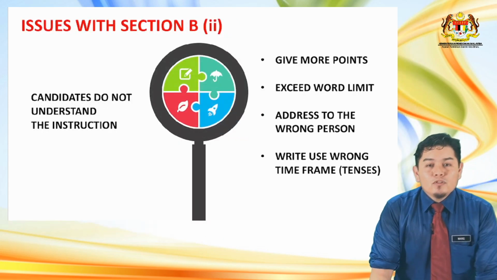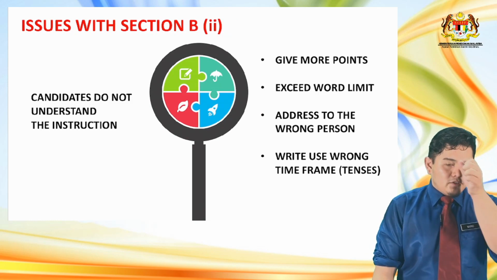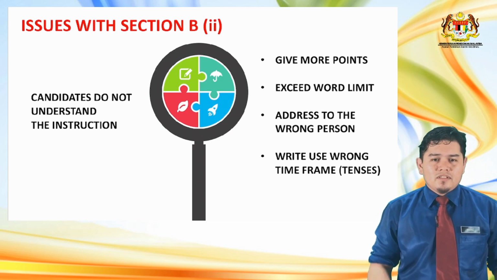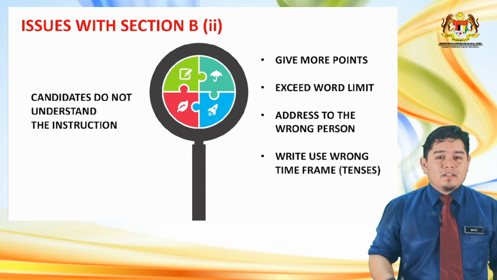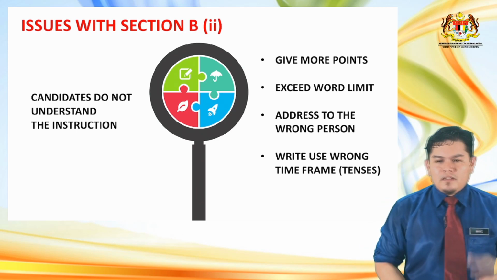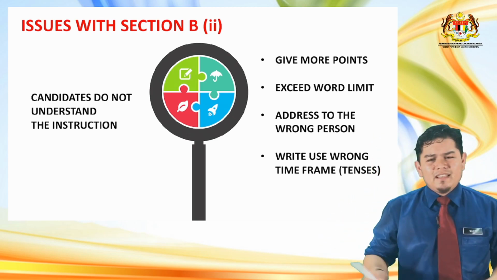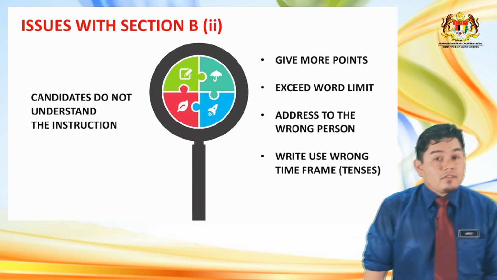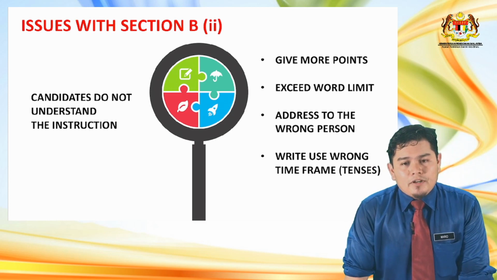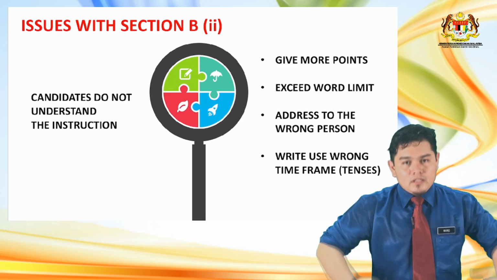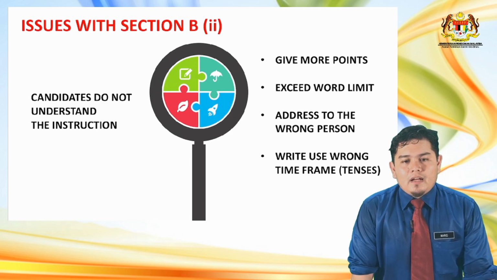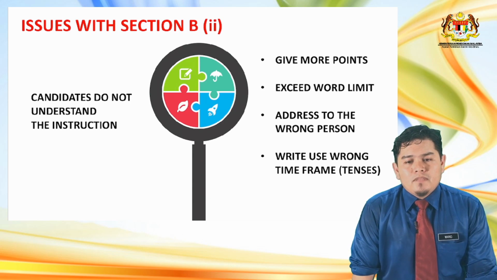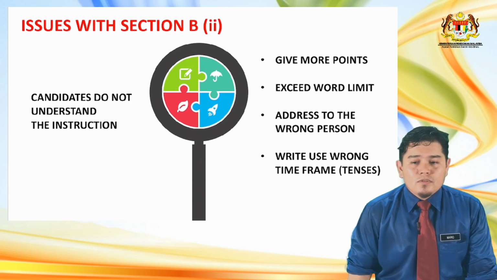Alright, but most of the time I found that the candidates do not understand the instructions. In what way do they show that they do not understand the instructions? Number one, they give more points. Okay, we talk about this after this. And then they exceed the word limit. Even though the instruction says you have to write between 50 and 80 words, you still exceed the word limit. Hence, you'll be penalized by 1 mark. And that 1 mark is actually quite a pity, because it could determine whether you get an A or a B sometimes. And then there are also situations where they address the emails or the message to the wrong persons.